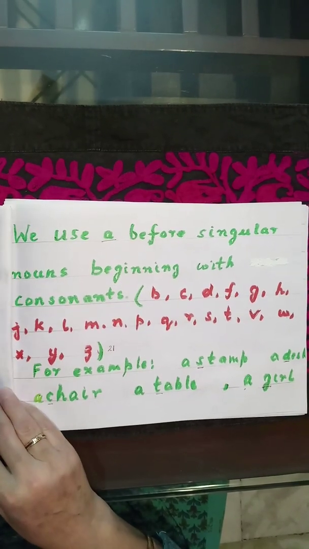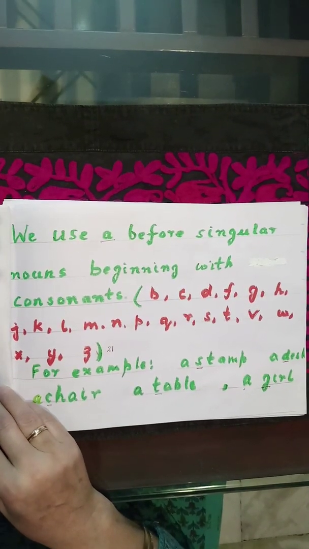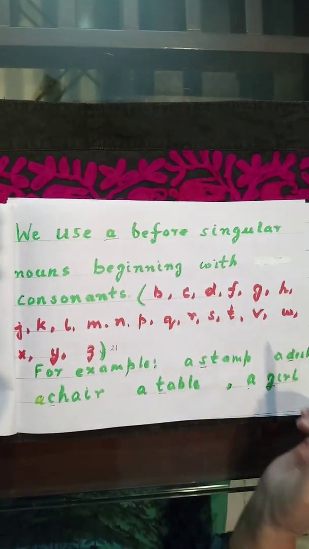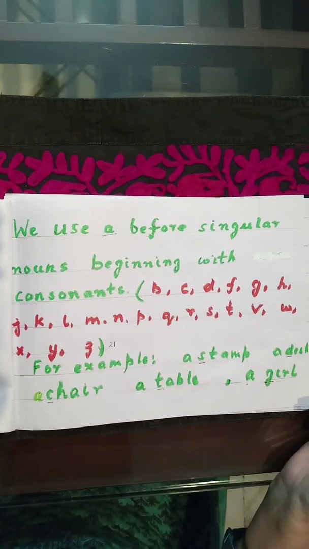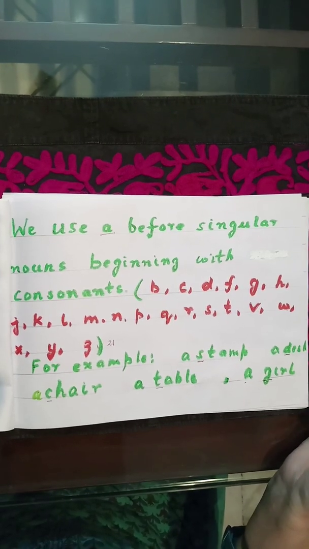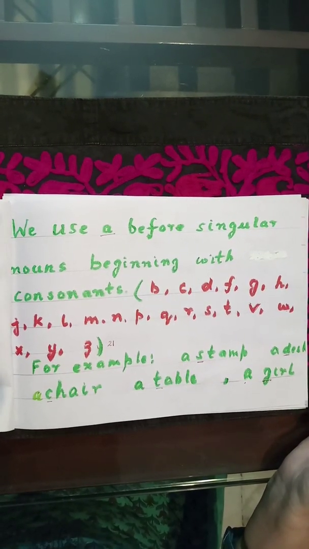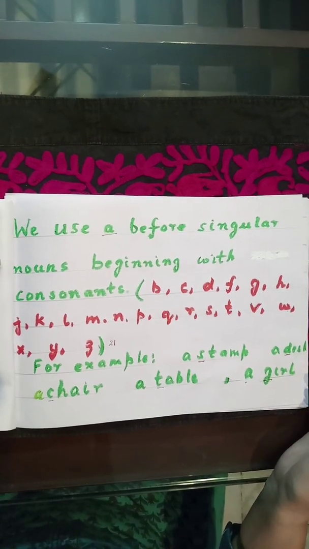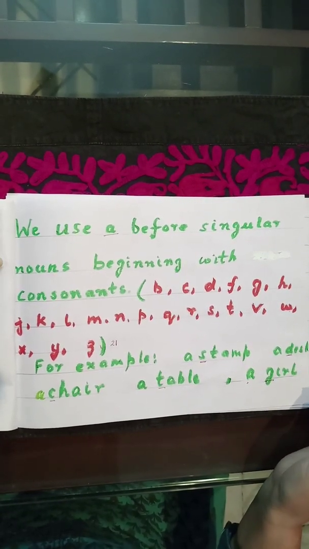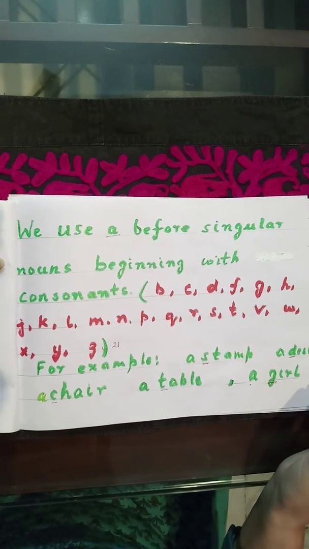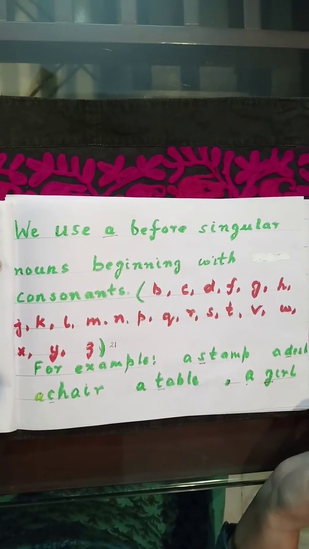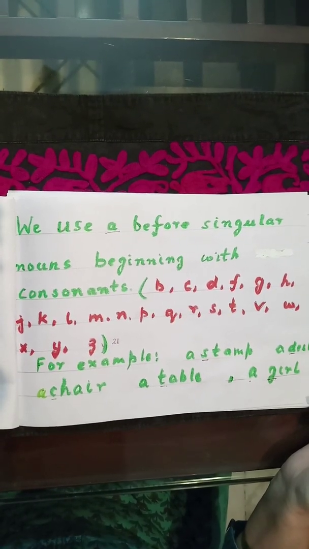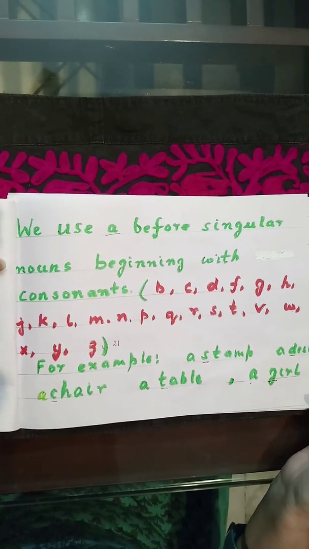Now children, let us see how we use a before singular nouns. We use a before singular nouns beginning with consonants. Now consonants, I am sure you must be knowing or maybe you must have forgotten. So let us recapitulate. In English there are 26 alphabets. Out of those, 5 are vowels. They are A, E, I, O, U. And the remaining 21 are called consonants.